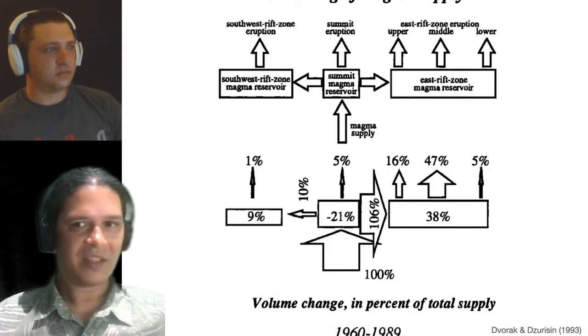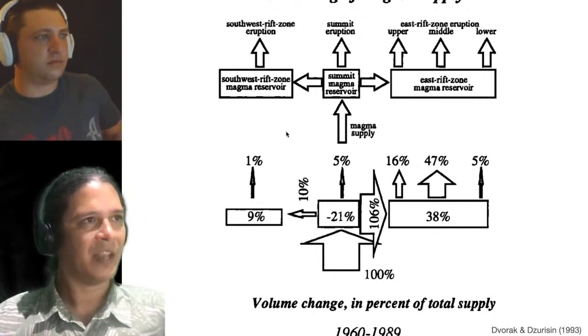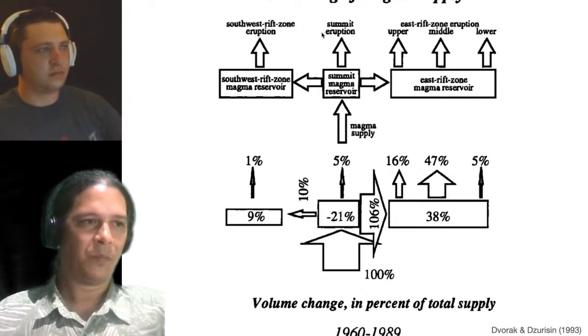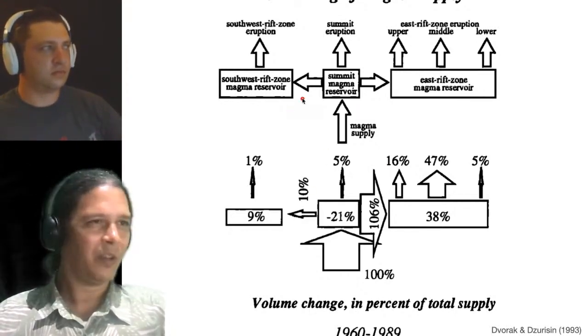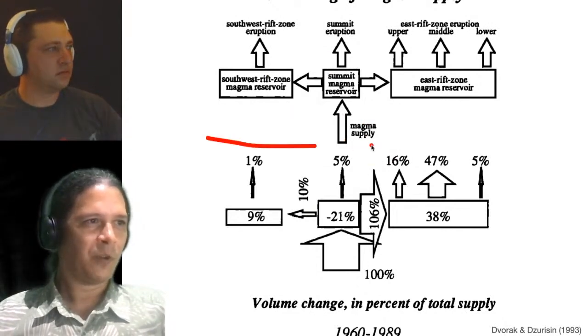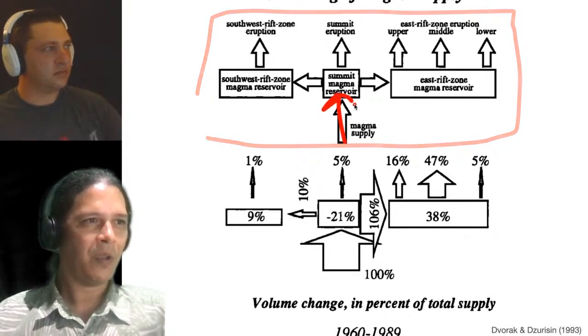So I'll show you guys this. This is a clip from a paper by Dvorak and Dzurisin in 1993, and this is looking at the volumes of magma in the volcano. So it looks a little tricky. Let me break it down for you guys. So first, focus on this. This is the key up here, this upper panel, right? This is the source of magma into the volcano from below.